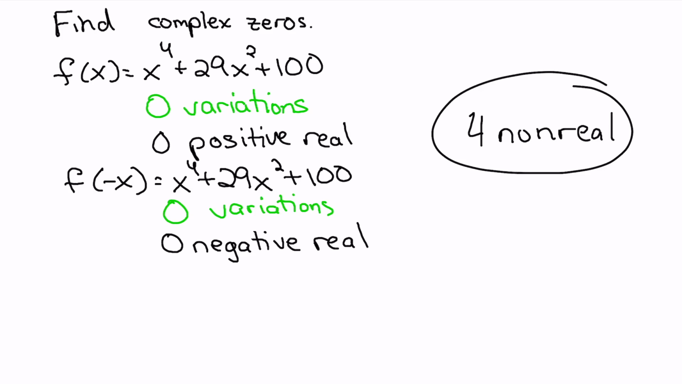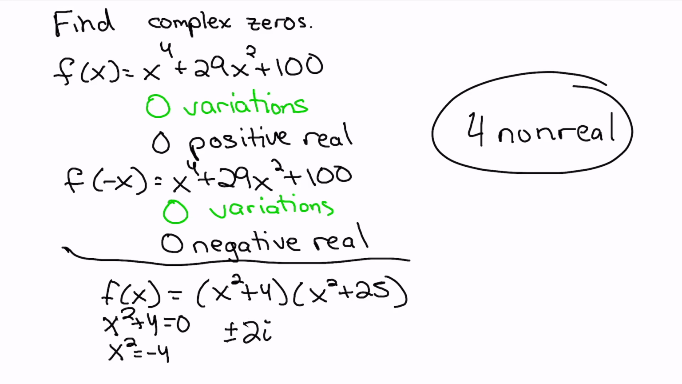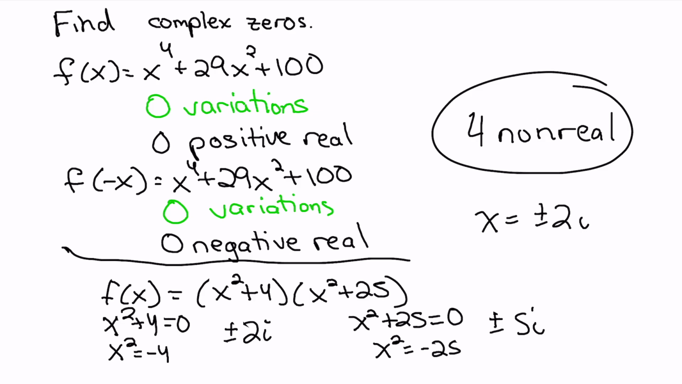So this problem is actually factorable. I can factor f of x into x squared plus 4 times x squared plus 25. If x squared plus 4 is 0, x squared equals negative 4, so we get plus or minus 2i there. And if x squared plus 25 is 0, x squared equals negative 25, so we get plus or minus 5i there. So x equals plus or minus 2i and plus or minus 5i for our zeros.